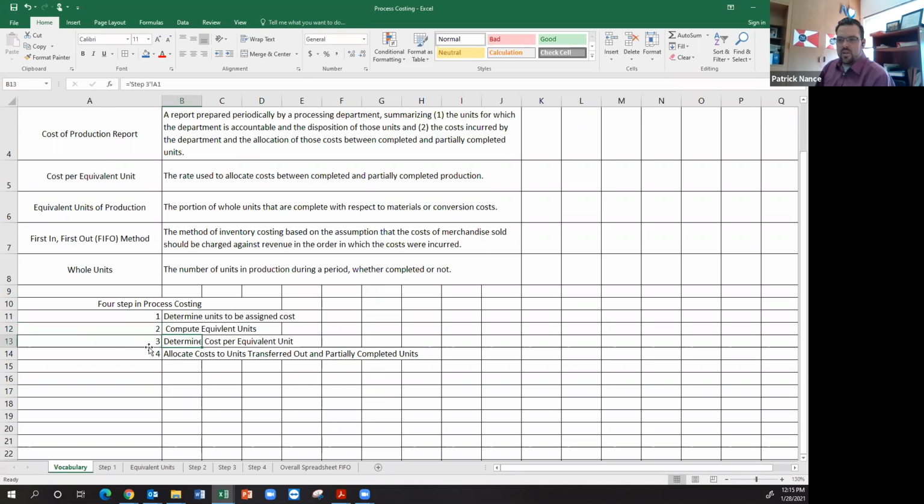Step 3 is to determine the cost per equivalent unit. So once I find these equivalent units, I can divide the total cost by them to figure out how much I spent per equivalent unit. Step 4 is to allocate costs to units being transferred out as finished goods, and to partially completed units, which is what I'm going to start the next period of time with.